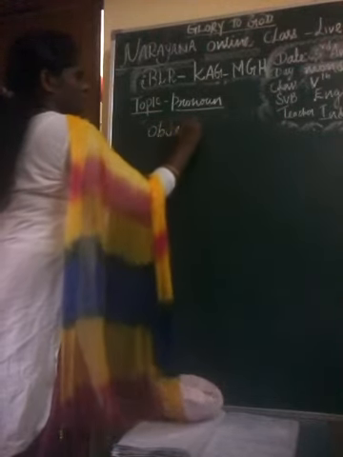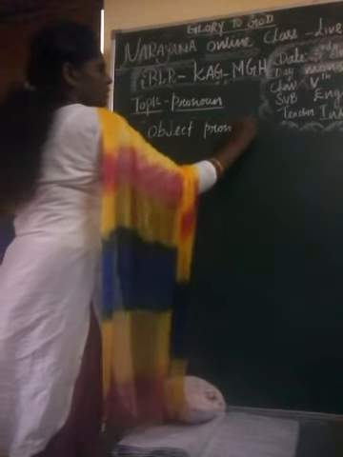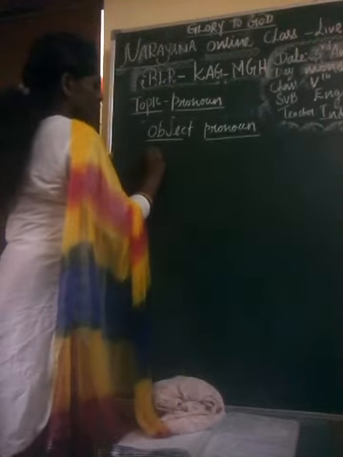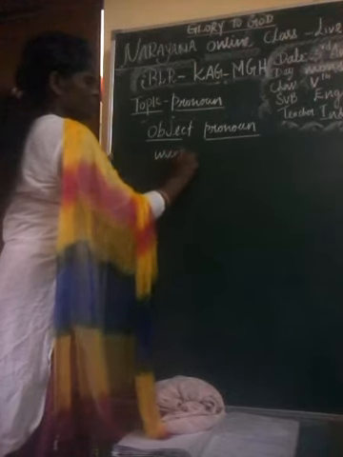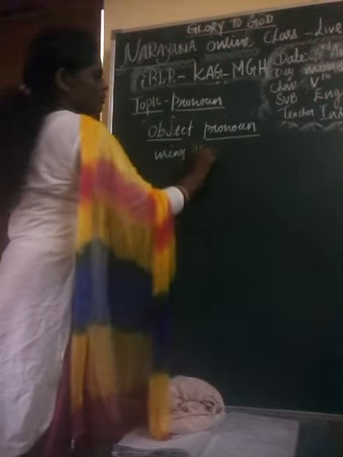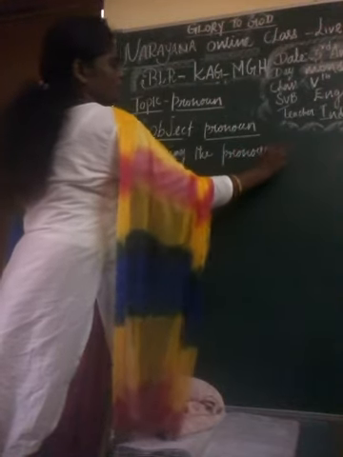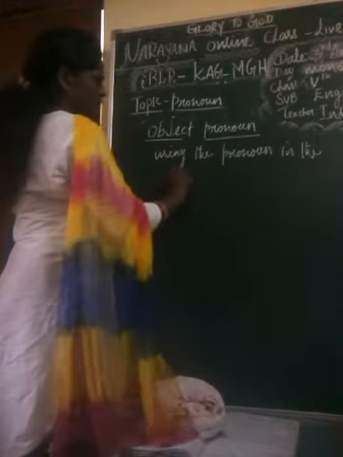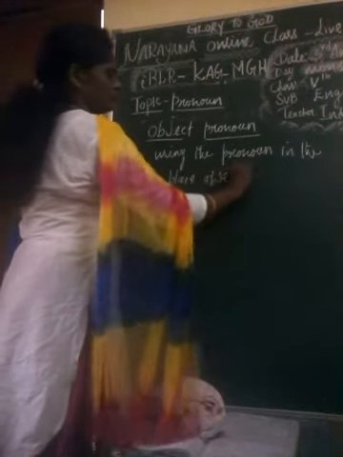Okay, object pronoun. Object pronoun means using the pronoun in the place of the object. What is that, in the place of the object?